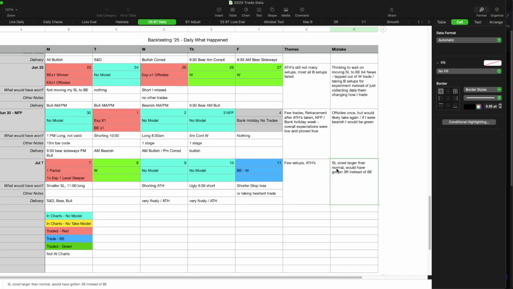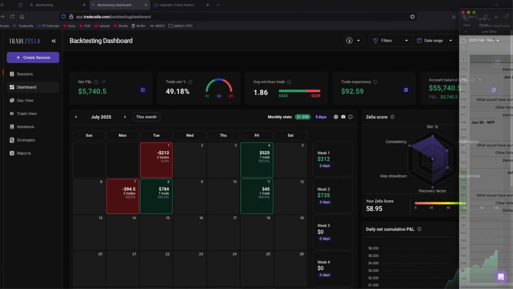So the themes for this week are there's fewer setups, all-time highs, and twice my stop loss was size larger than normal, which means I would have gotten 3R instead of break even, which would have meant I would have been up like 9R on the week. Would have been up 9R instead of 3R. So that's notable. Here twice, I upped my stop loss size and I should have tightened it. So I'm making note of that, and I think that's important for going forward.